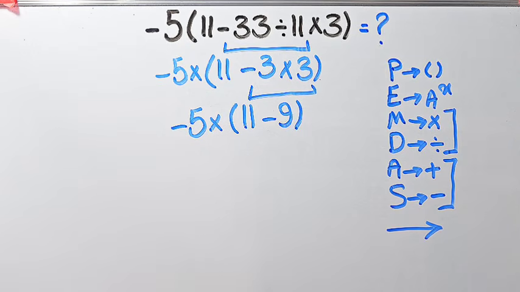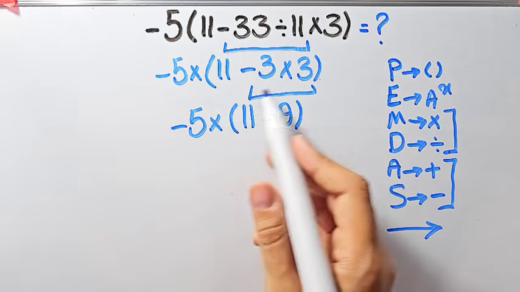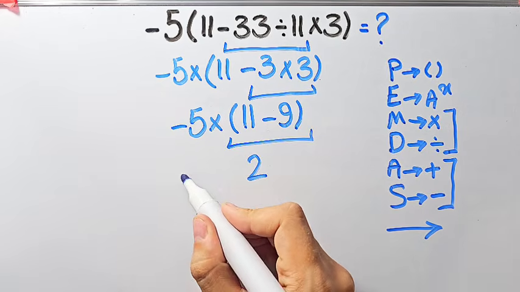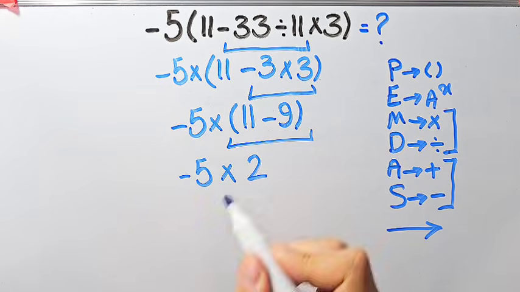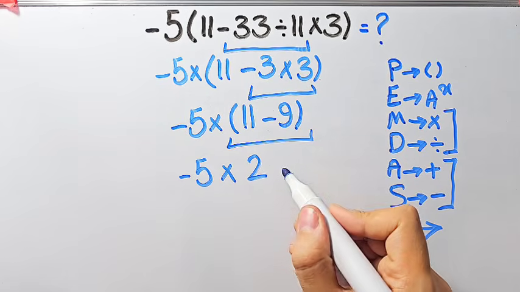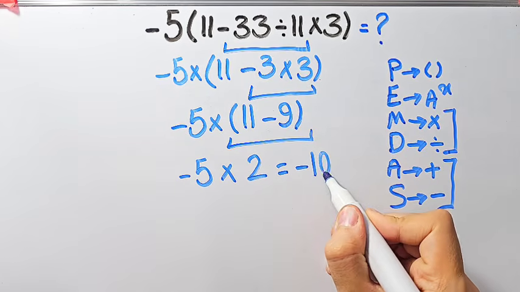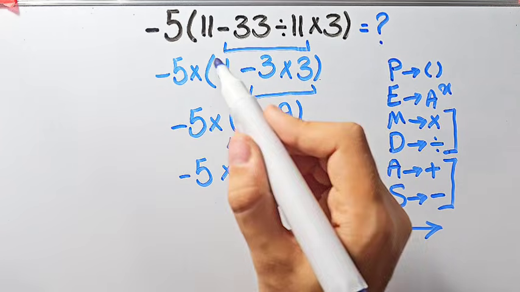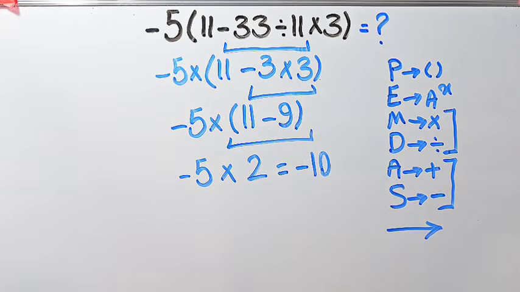Okay guys. Now we have multiplication and parentheses. Again we simplify these parentheses. 11 minus 9 equals 2. Now the question is negative 5 times 2. Negative 5 times 2 equals negative 10. The final answer of this question equals negative 10. Guys, if you want to get the right answer of this question, you must follow the PEMDAS rule. If you don't pay attention to the PEMDAS rule, you get the wrong answer.